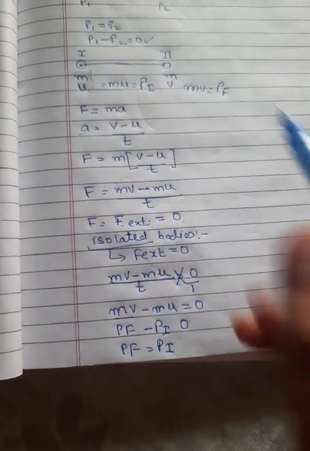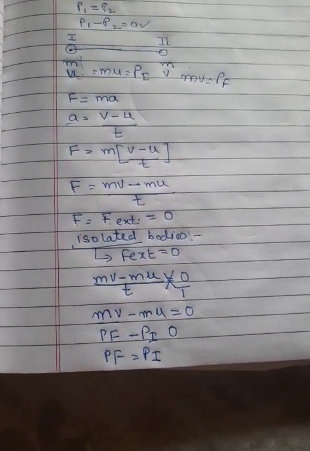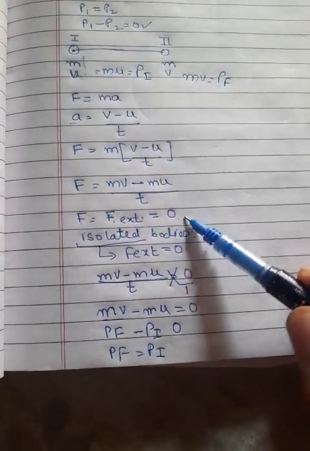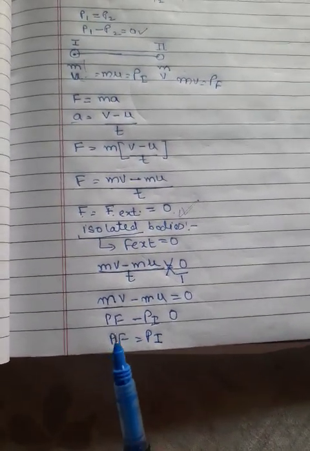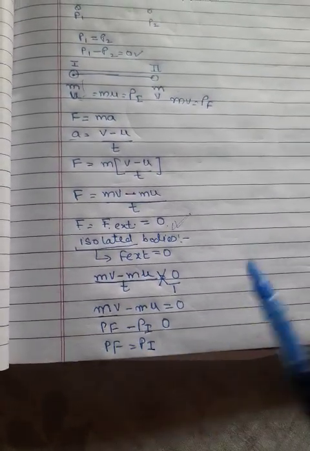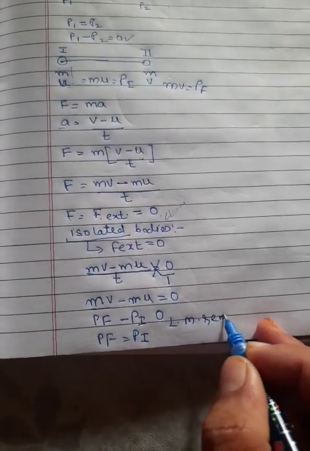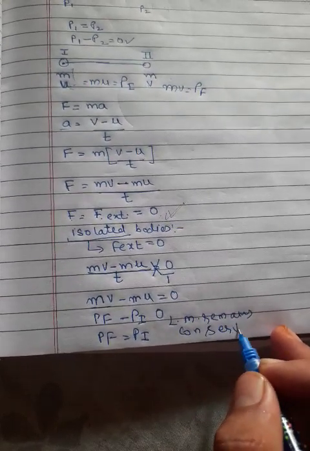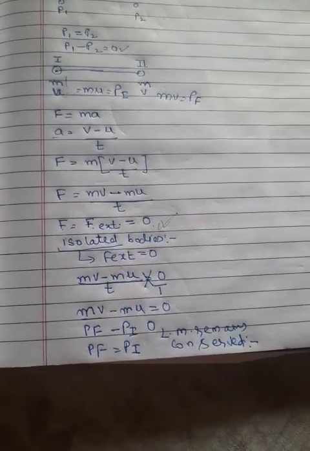Okay? So we can say momentum will remain conserved. But here one condition you have to take: F external should be equal to 0. Then we get final momentum equal to initial momentum. So we can say linear momentum remains conserved.